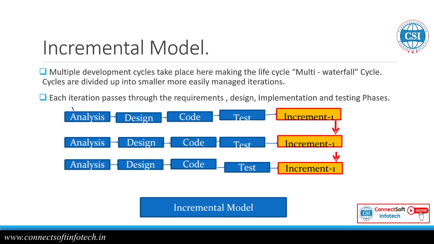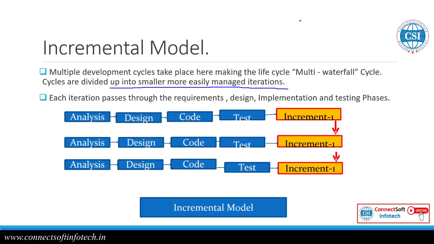Okay, it undergoes all these phases. Those are the main phases: analysis means requirement gathering, requirement analysis, designing, coding, and testing. Each iteration follows the four phases, so multiple development cycles take place here, making the life cycle a multi-waterfall cycle. The cycles are divided into small and more easily managed iterations.